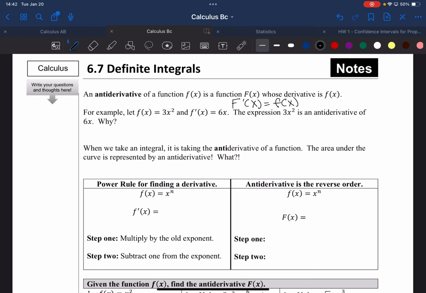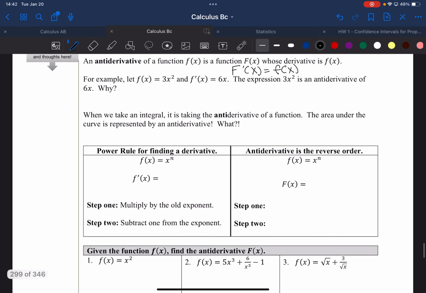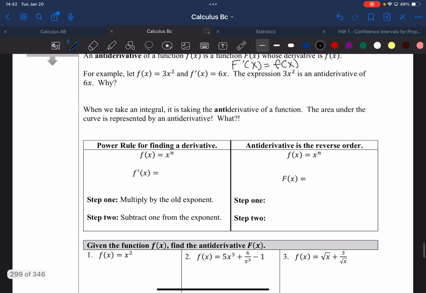So it says, let f of x equal 3x squared, and then the derivative equals 6x. The expression 3x squared is the antiderivative of 6x. And it says why? Well, if we think backwards, and that is what the antiderivative is, we're able to say, okay, if our derivative is 6x, what would our original function be? We're going to talk a little more on what that means later on in these notes.